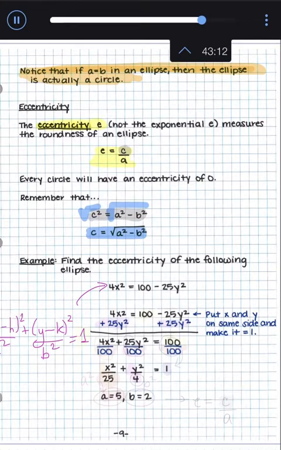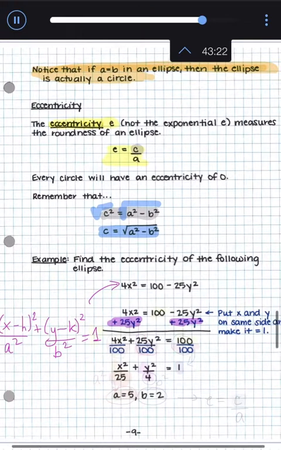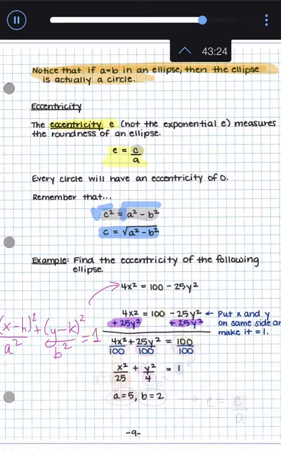So our original formula looks nothing like that. So first of all, get your x's and y's on the same side. We'll do that by going ahead and adding the 25y squared to both sides. That'll at least get the x squared and the y squared on the same side. Then the next problem is that the right-hand side will equal 100, not 1. We want it to equal 1. It equals 100 now, so how do you get rid of the 100? You'll divide everything on both sides by 100.